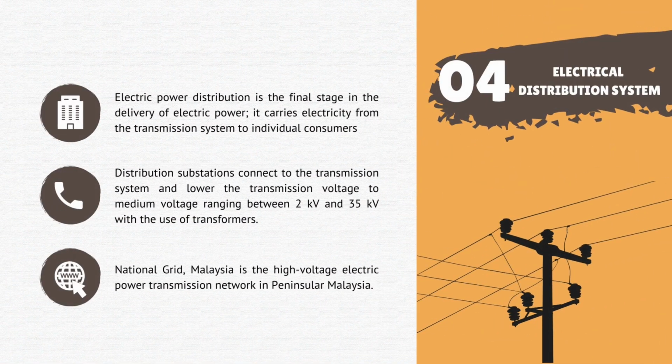My name is Mama Ari Mizukifli and I will present about the electrical distribution system. For the background studies, electrical power distribution is defined as a stage in the delivery of electric power. It carries the electricity from the transmission system to individual consumers. And it's divided by the national grid, which is the higher voltage electric power transmission network in Peninsula Malaysia. It is operated and owned by TNB through its transmission division.